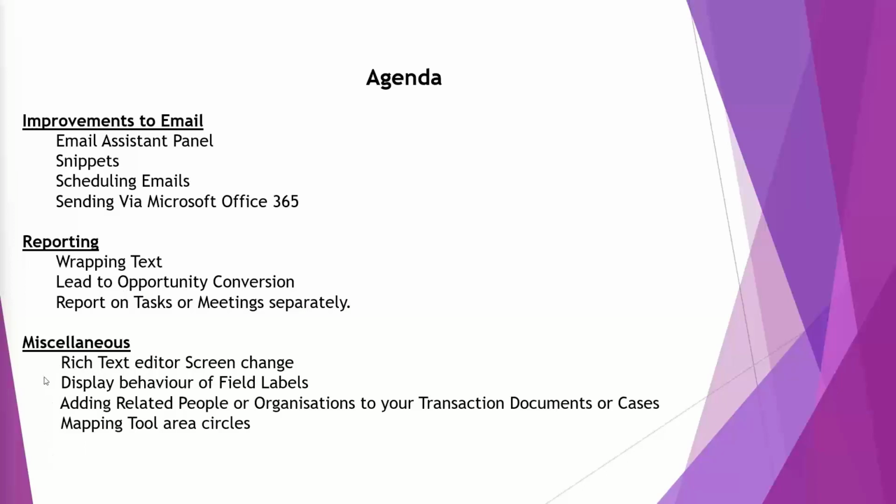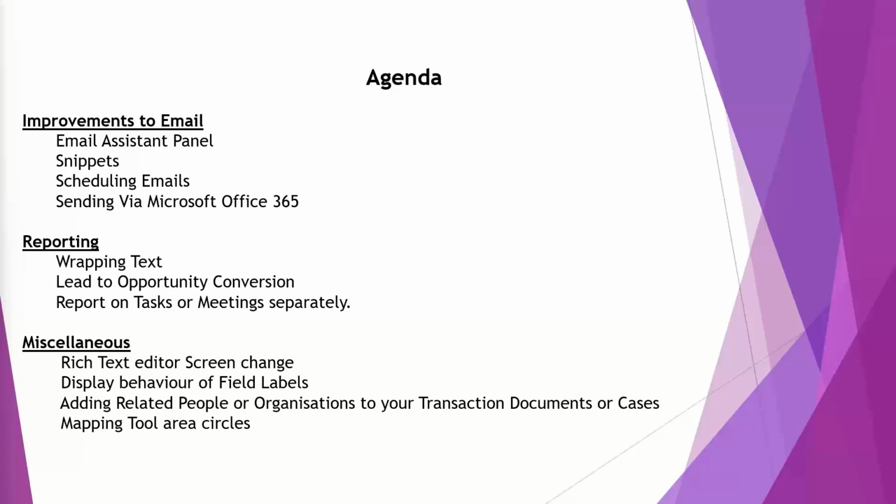So then there are some miscellaneous ones that I've put under this topic at the end. Rich text editing, screen change. There's some changes to the main screen display behavior, moving the fields around. You can change the label around a little bit, just quite useful to see that. Adding relationships to people or organizations to transaction documents. They've changed the way that you can do that. It makes it a little more granular, which is quite nice. And also guesses the information that you're going to put in there, which is quite clever.